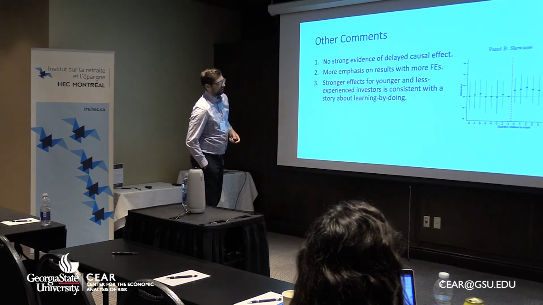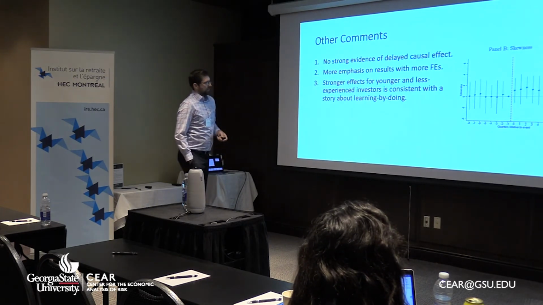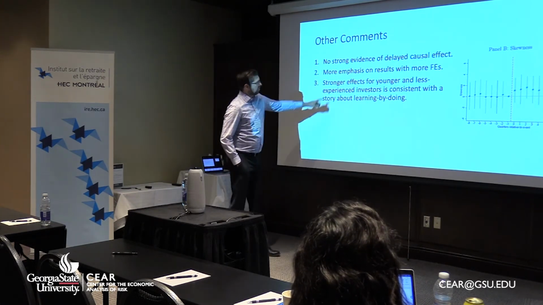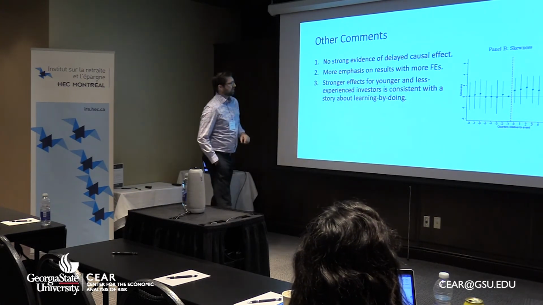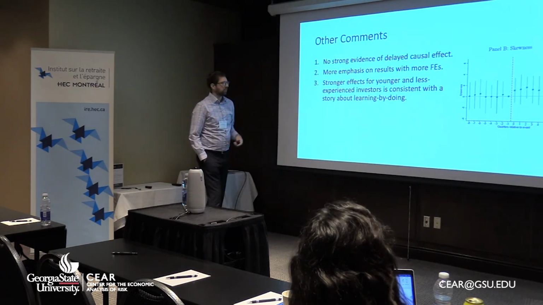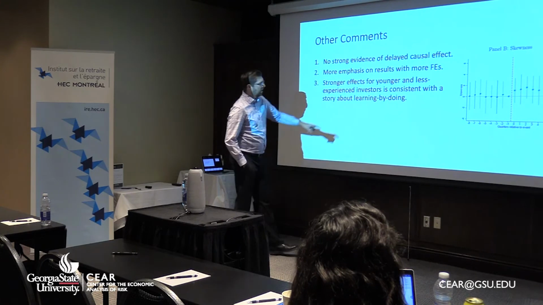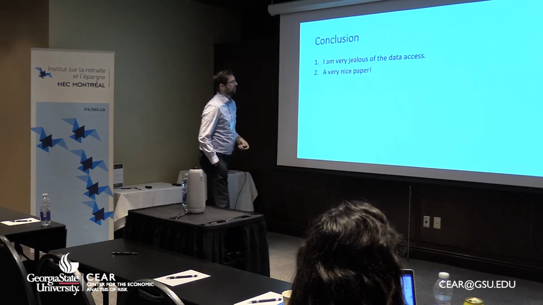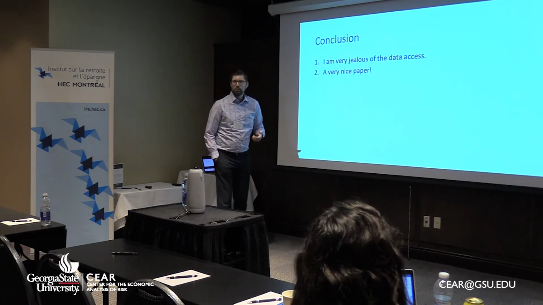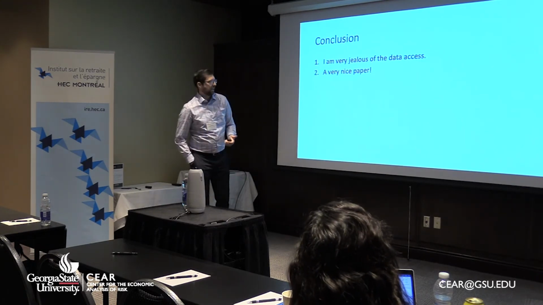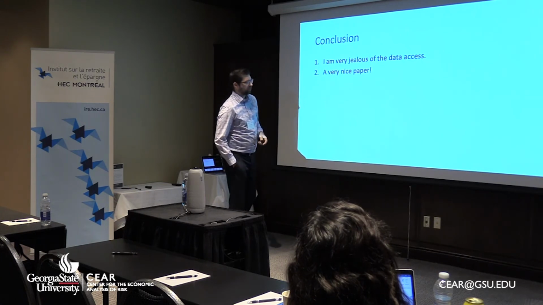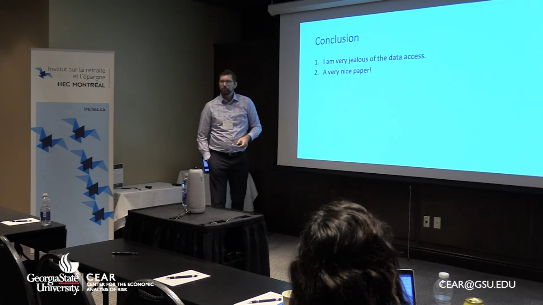A couple of other comments, there's a graph like that where you talk about kind of delayed effects. It's hard in an event study to think about that as a delayed effect. I would put more emphasis on the fixed effect estimation in the paper. And then you also find stronger effects for younger and less experienced investors. That's consistent with a learning by doing story, so I'm not sure that the story that you're telling of system 1, system 2 is even consistent with some of your other findings in the paper. So just to conclude, a very, very nice project, very excellent data, definitely a recommended read, but I would be emphasizing different findings in the paper.